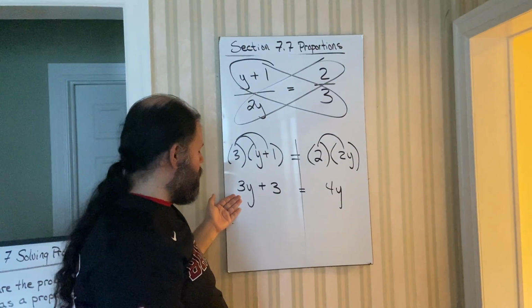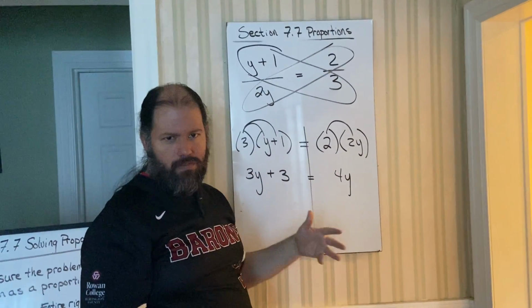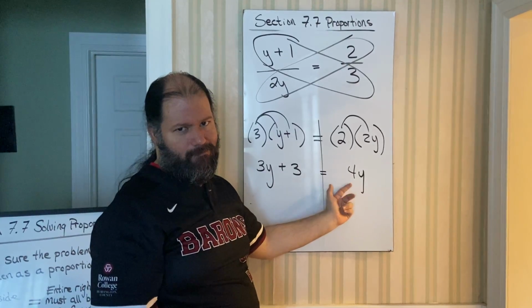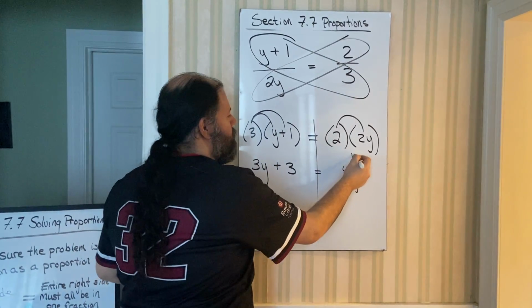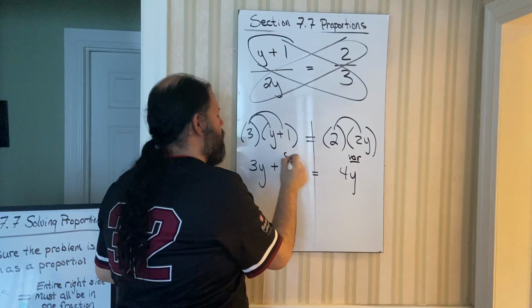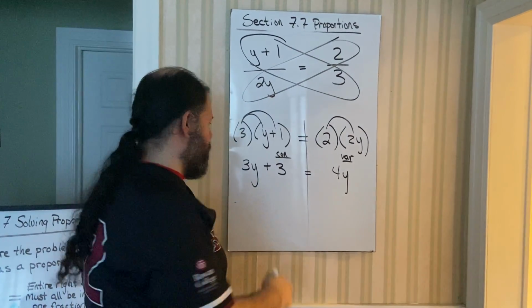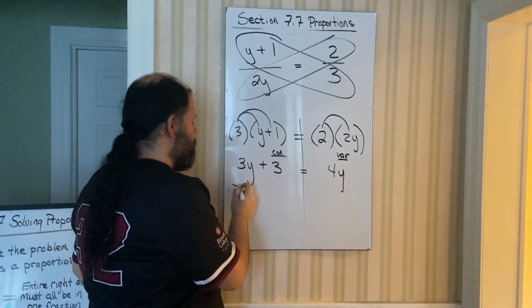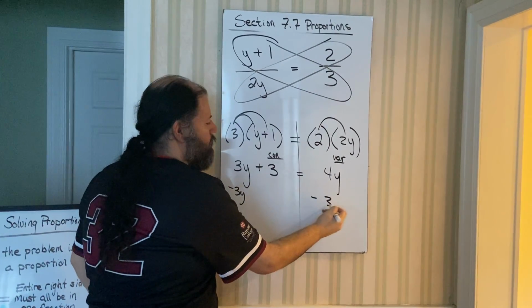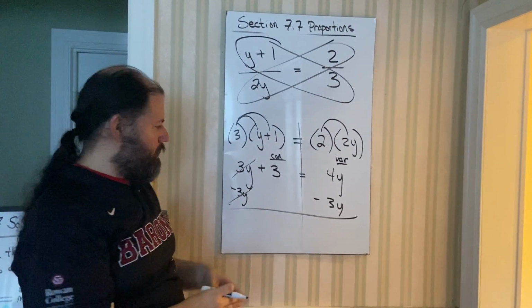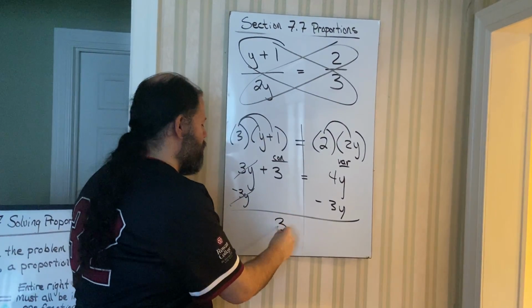Remember, if you have y's on the left and y's on the right, look for the side that has the higher coefficient. 3 versus 4. So I'll label this side variable, which means this side be constant. So I'm going to move the 3y over here. Opposite of a positive would be a negative 3y. These cancel out because they're additive inverses. So I'm left with a positive 3 here.